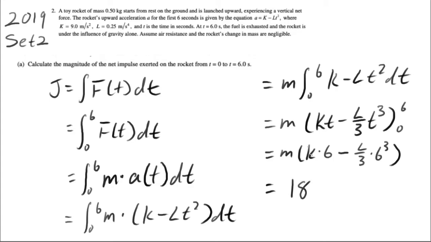Since everything is in SI units, we just use the SI units of impulse, which is newton-seconds, because it's force times time, essentially. And that is your answer for part A.